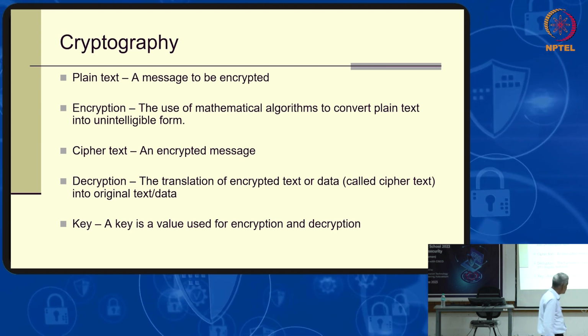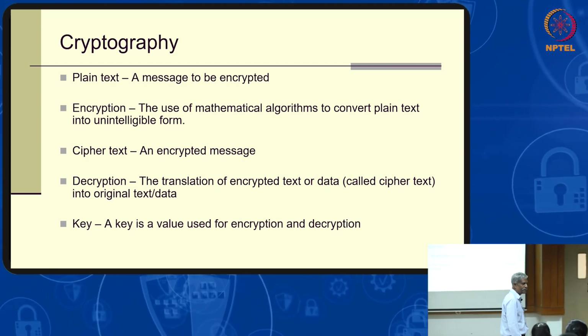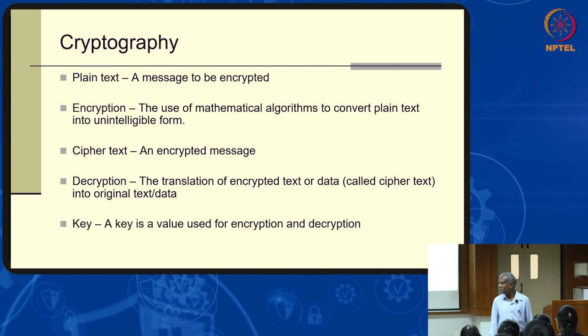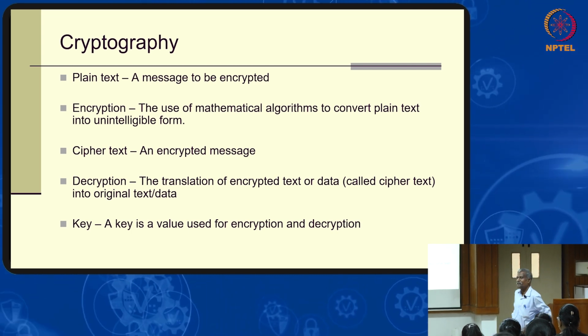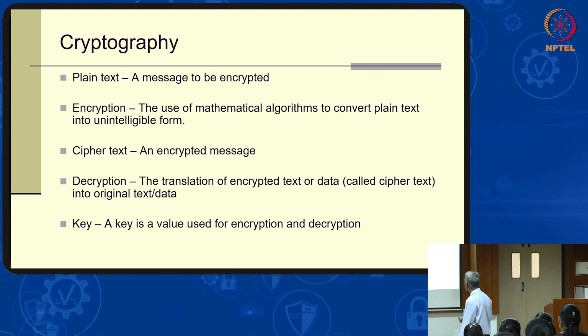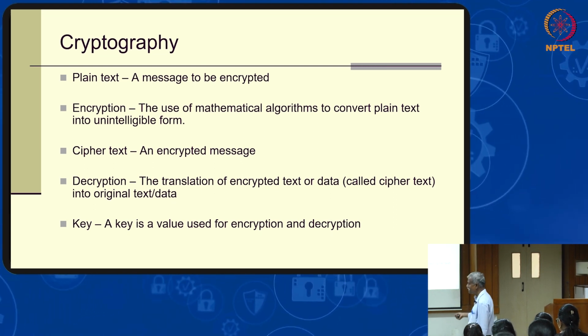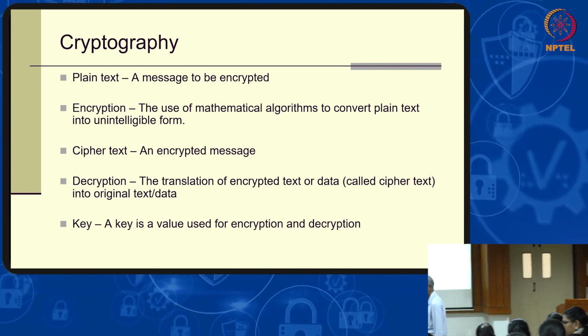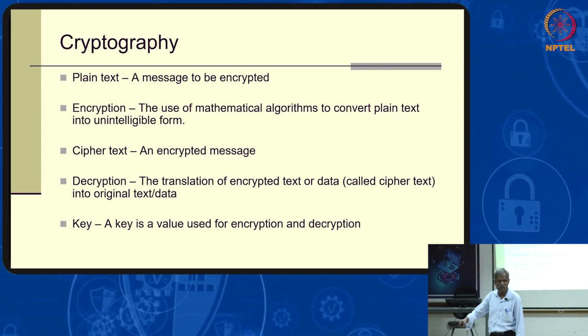These are the terminologies. Plain text is the message which you want to send. Next, encryption is the process of converting the plain text to a ciphertext. Ciphertext is an encrypted message. Decryption is the reverse of encryption. Key, with the key only we are doing the encryption.